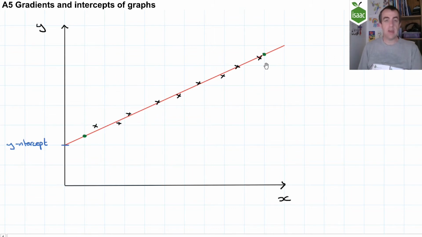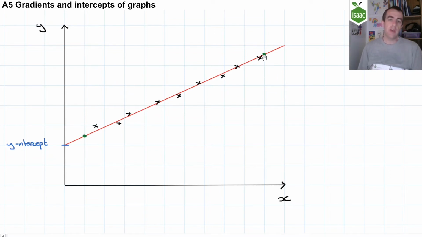And in fact, in exams, it's always a good idea to make sure the 2 points on the line you choose are not too close to the data points, so that the examiner can clearly see that you've used the line and not the data points in the gradient calculation.